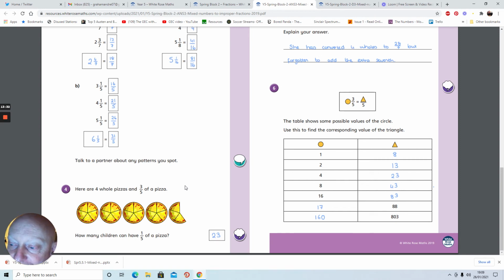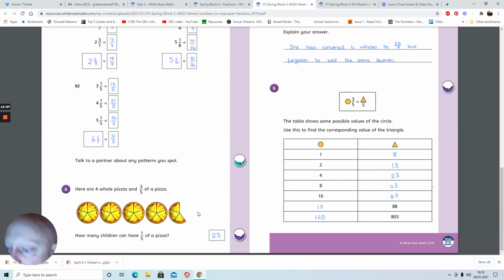I like this. So here are 4 whole pizzas and 3/5 of a pizza. How many children can have a fifth of a pizza? Okay, and what you could do is, because we know we're working in 5s, this number here is going to be a whole number. You could just count the pieces. Okay, you could count them and get the answer. Or, do you know what you could do? 5, 10, 15, 20, add the 3 is 23. So 23 children can have a fifth of the pizza.